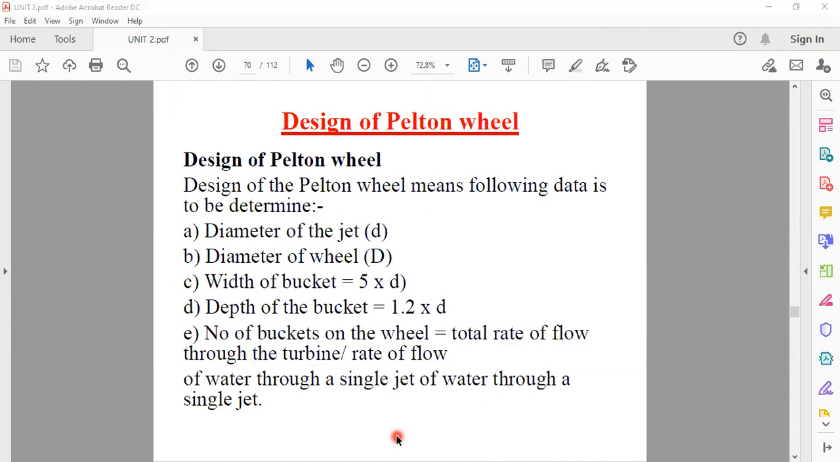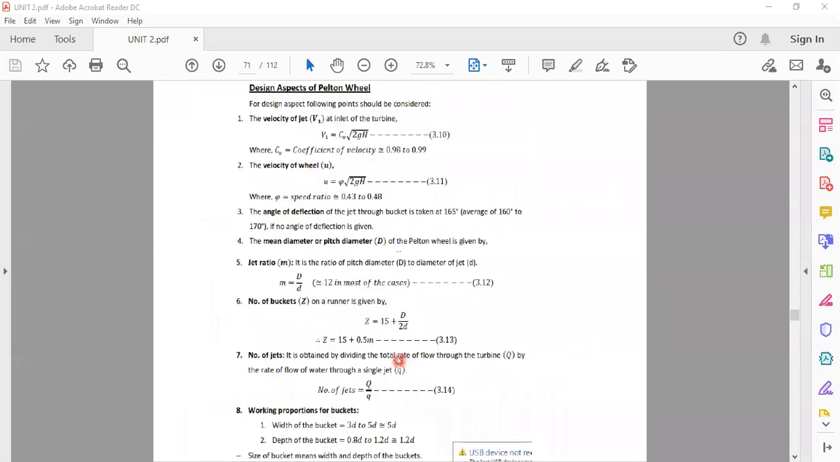So see here, number of buckets on the wheel, how to calculate? Total rate of flow through the turbine upon rate of flow of water through a single jet. So these are design parameters we have discussed already.